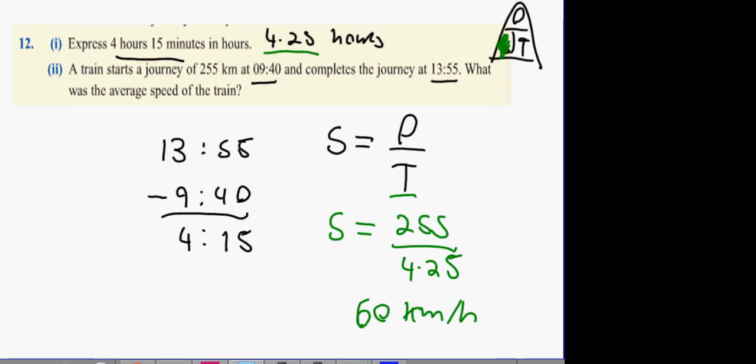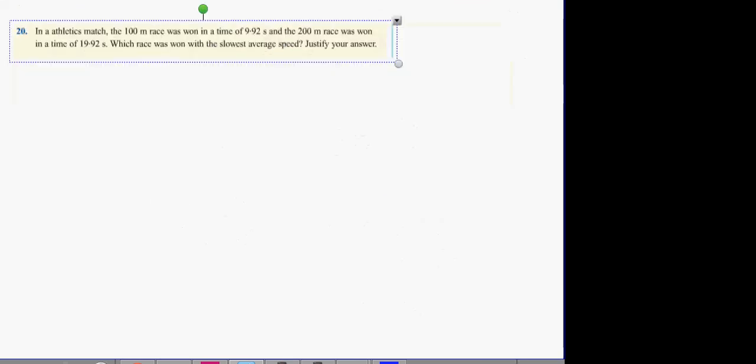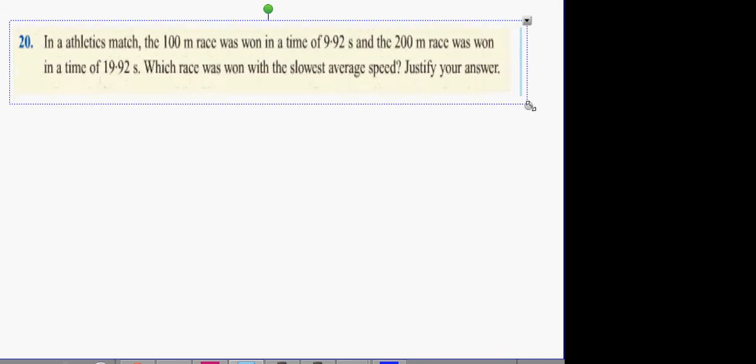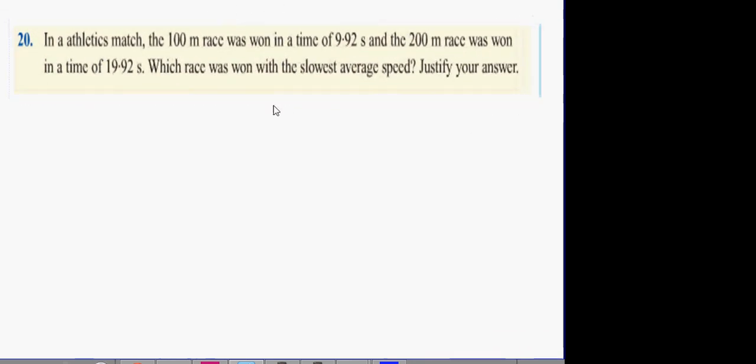Okay, moving on. Number 20. In an athletics match, the 100 metre race was won in a time of 9.92 seconds, and the 200 metre race was won in a time of 19.92 seconds. Which race was won with the slowest average speed? Justify your answer. Well, this question is just basically speed equals distance over time.